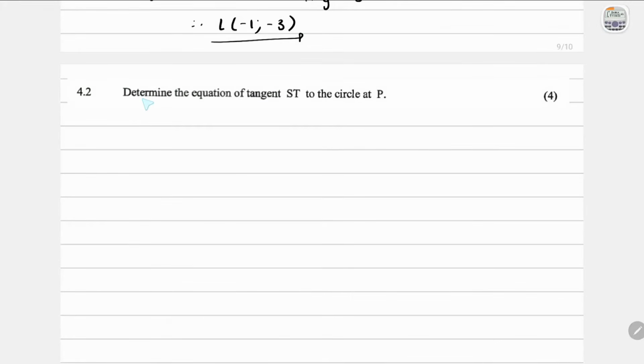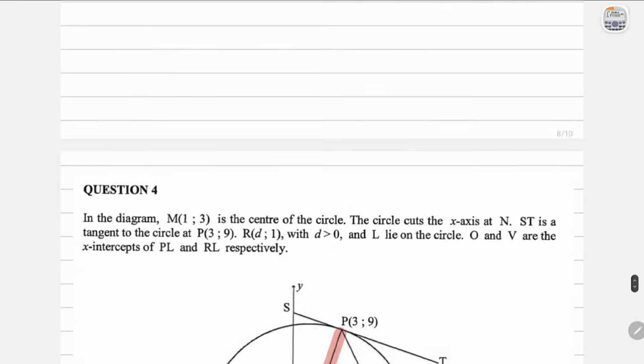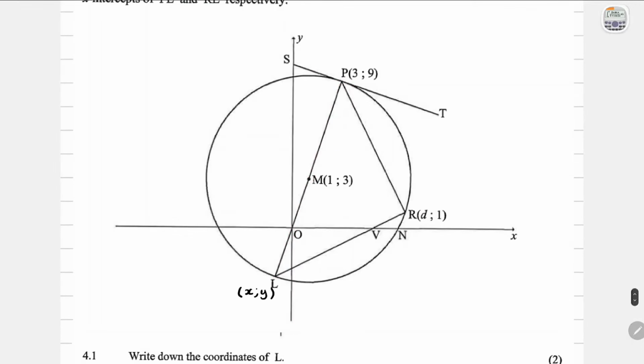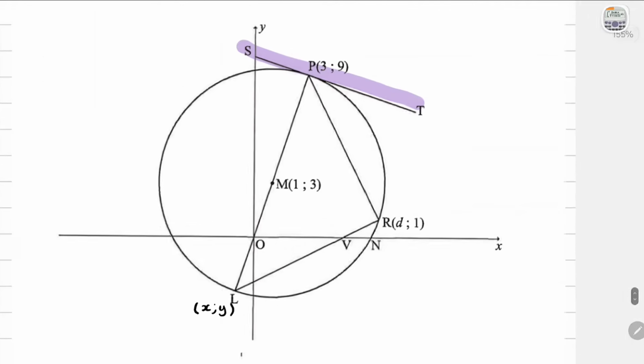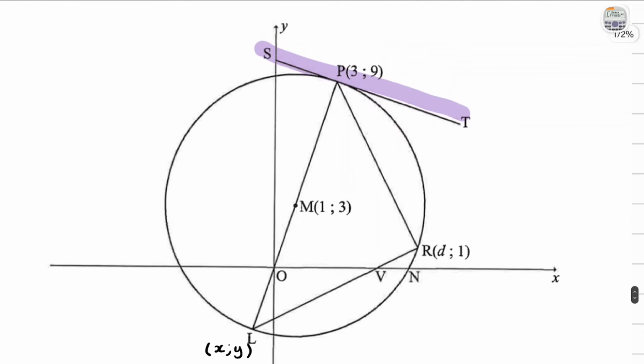The next question, 4.2, says, determine the equation of the tangent ST to the circle P. Okay, let's look at that. We need to just find the equation of this line. They told us that it's a tangent. So what do you know about the tangent? Do you see that from M to P you have a radius? What do you know about a tangent and a radius? A tangent is always perpendicular to the radius at the point of contact.